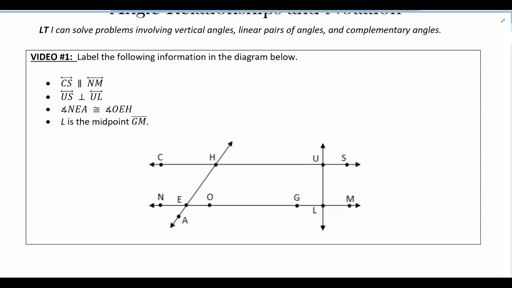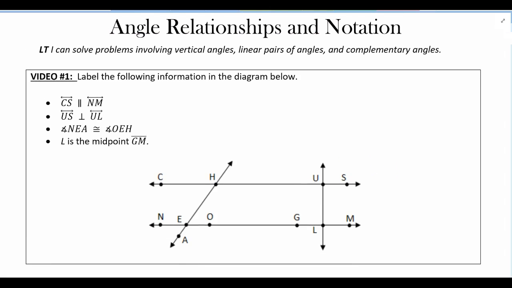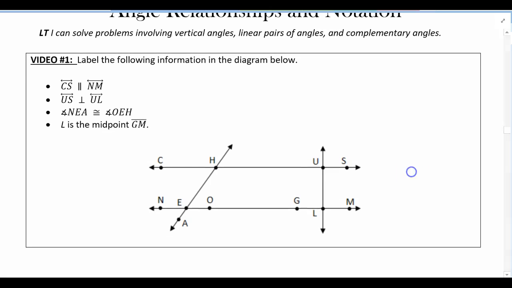This is Mr. Martin. We're still in Chapter 2, Section 2.5. In this video, we're looking at angle relationships and notation. And we've looked at this before. Again, it's a very important concept, and you want to make sure you have a good grasp of it. So let's go ahead and get to the first example here.